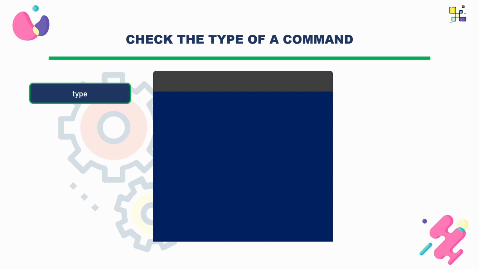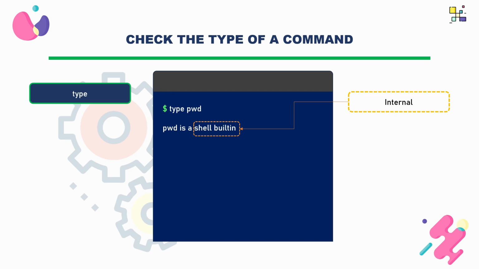For example, here, let's verify that pwd is an internal command. We do that by executing the type command, followed by the name of the command, which is pwd in our case. So, as the output shows here, pwd is a shell built-in command. So it is an internal command.